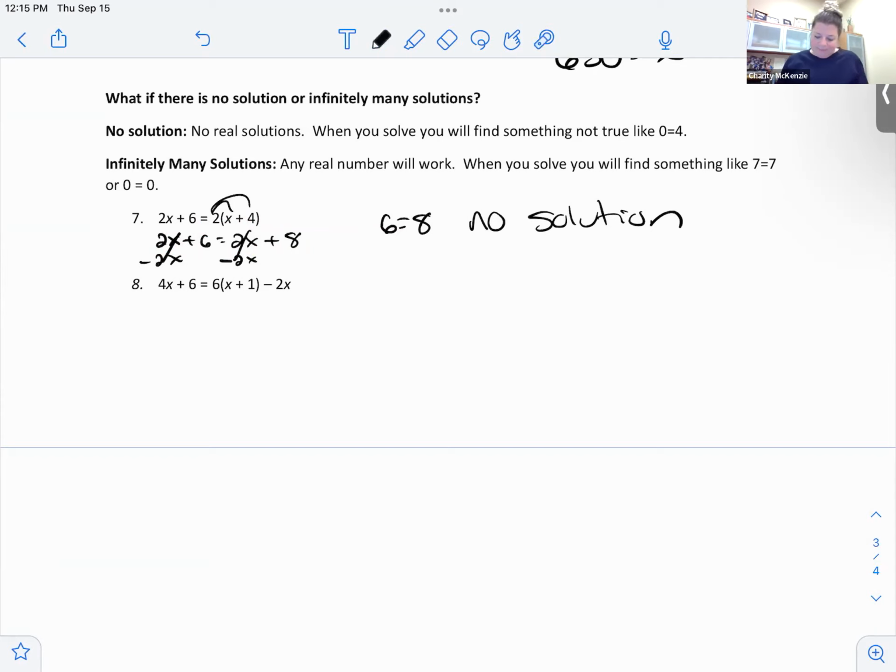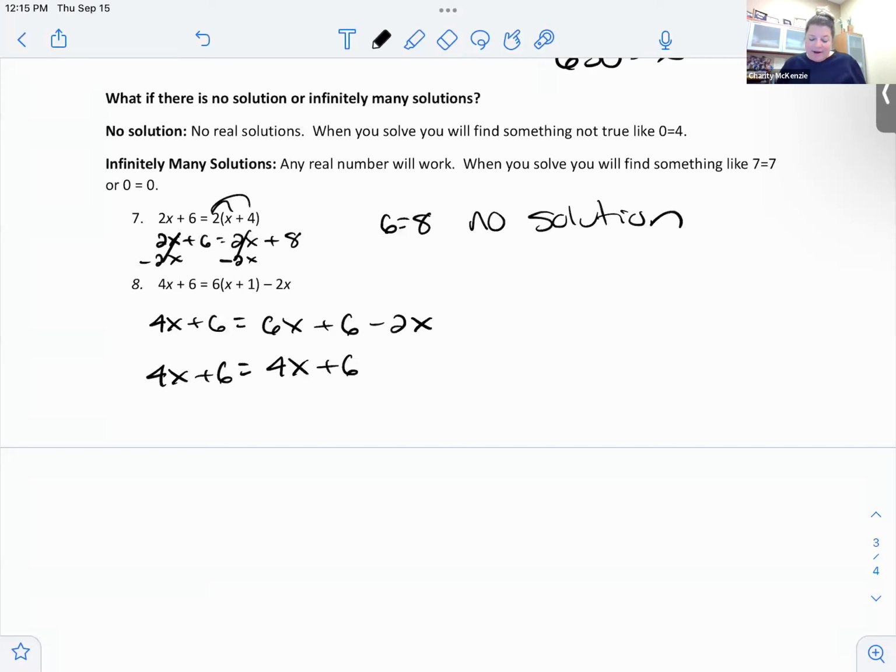Okay, let's try this next one. So the left side, I can't simplify. So it's going to stay 4x plus 6 because I can't add a 6 to an x. Now distribute over here and I get 6x plus 6. Still have that minus 2x. Now on that right side, I can still combine the 6x and the 2x. 6 minus 2 is 4x. So now I have 4x plus 6. And I have 4x plus 6. So I simplified both sides. What do you notice before I move on about both sides? They're equal. They're the same thing.